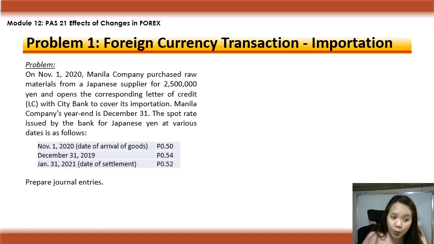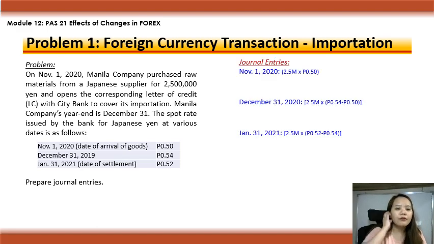So, on November 1, nag-arrive yung goods. On December 31, 2020, ito yung exchange rate. And then, to be settled on January 31, 2021, the date of settlement. Paano mo siya i-record ngayon? So, you have 3 sets of journal entries on these dates.